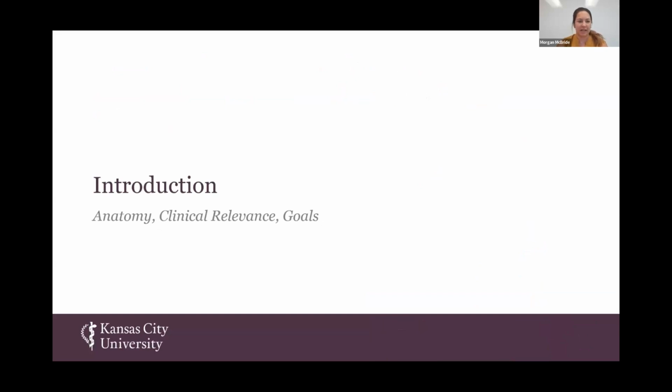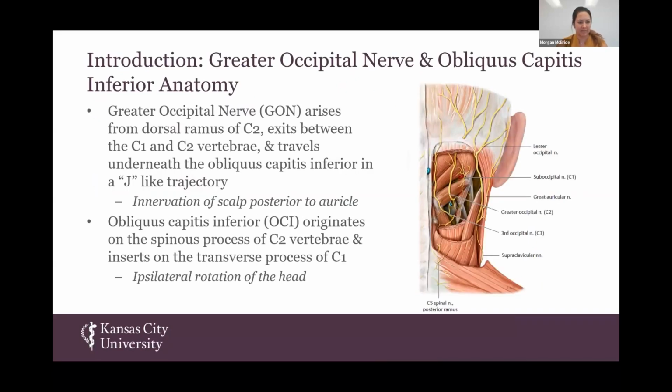I'm going to start off just talking about the basic anatomy of this project. My project had to do with the greater occipital nerve, and this nerve arises from the dorsal rami of C2 and exits between the C1 and C2 vertebrae. It then travels underneath the muscle we're interested in, the obliquus capitis inferior, in a J or hook-like trajectory. It provides innervation to the scalp behind the ear.